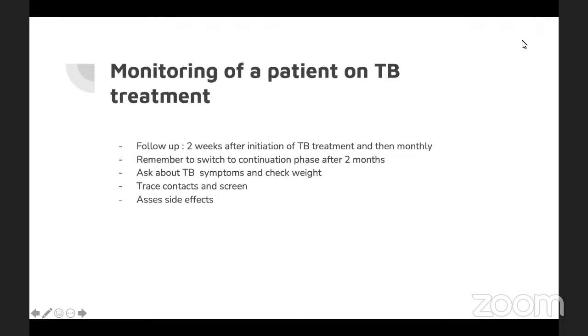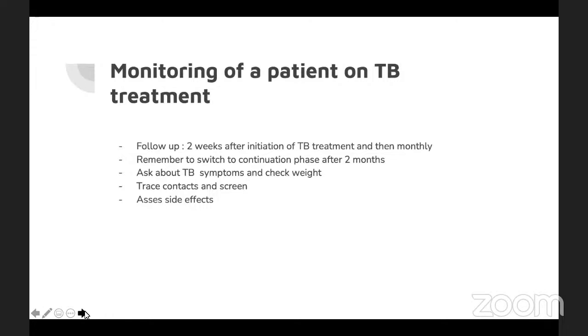I am Siphelele Cebekulu. I'll be taking over from Deepo, and I'll be speaking about monitoring of a patient on TB treatment, and also about management of common adverse drug reactions. When it comes to monitoring, one thing we need to know is that after initiation of TB treatment, patients need to follow up after 2 weeks and then monthly. It's important to document things properly, because a patient is not always seen by the same doctor every time. Number 2, we need to remember to switch to the continuation phase after 2 months.